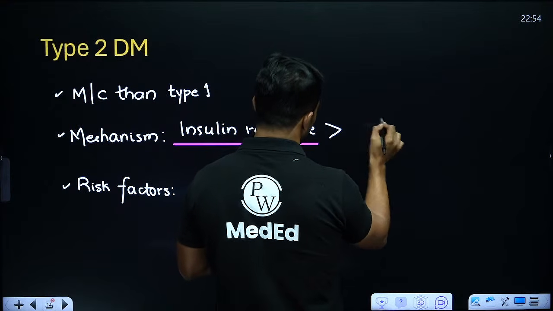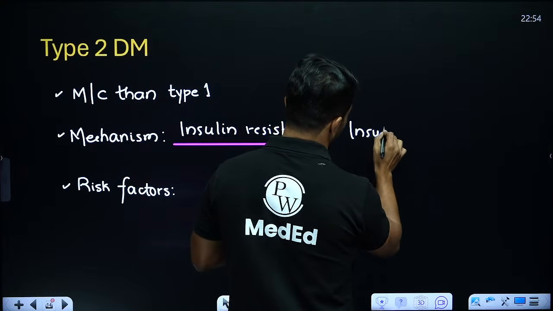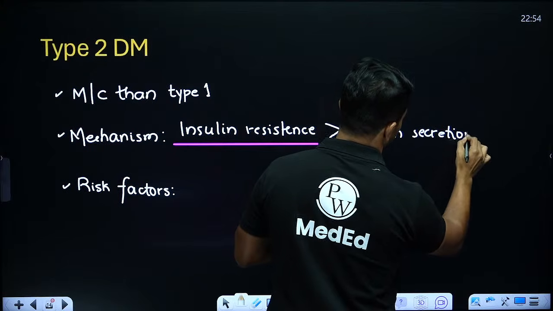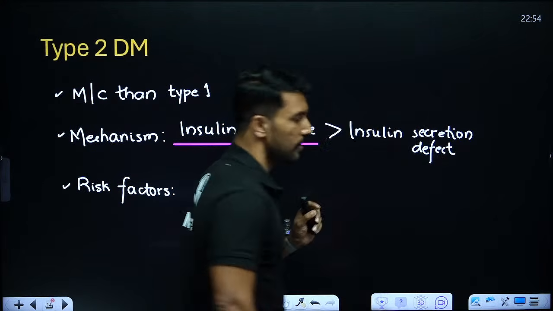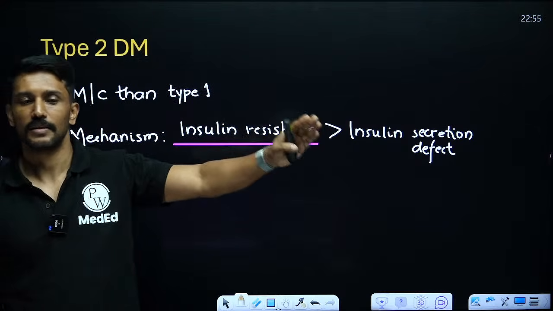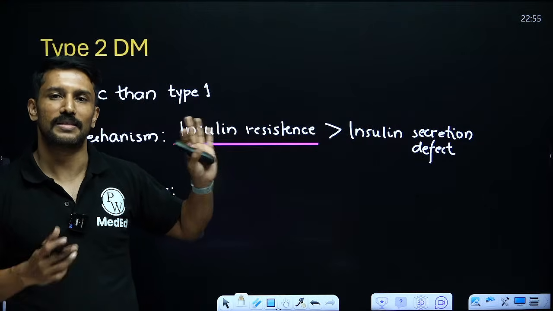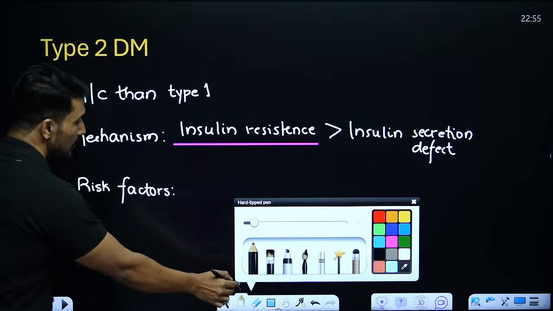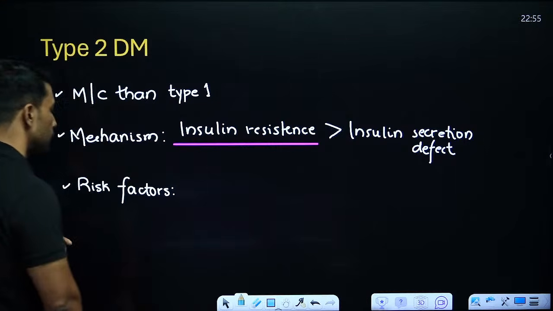To some extent, the insulin secretion defects may be involved. So can these patients develop insulin deficiency? Yes, later in the course of the illness. But in the beginning, insulin production is normal. It is the receptor defect where insulin is failing to act. Now, what are the risk factors for someone to develop this type 2 diabetes mellitus?